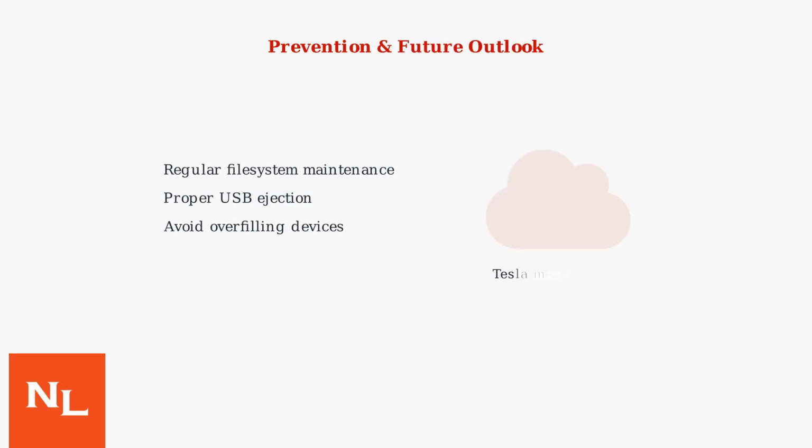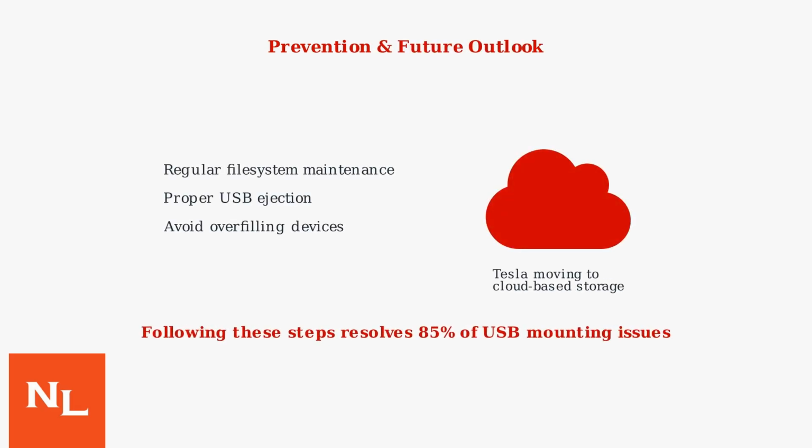Avoid overfilling your storage and ensure proper ejection procedures to prevent future issues. Looking ahead, Tesla is moving toward cloud-based storage solutions, which may reduce reliance on USB drives. Regular maintenance and following these troubleshooting steps will keep your current setup working reliably.